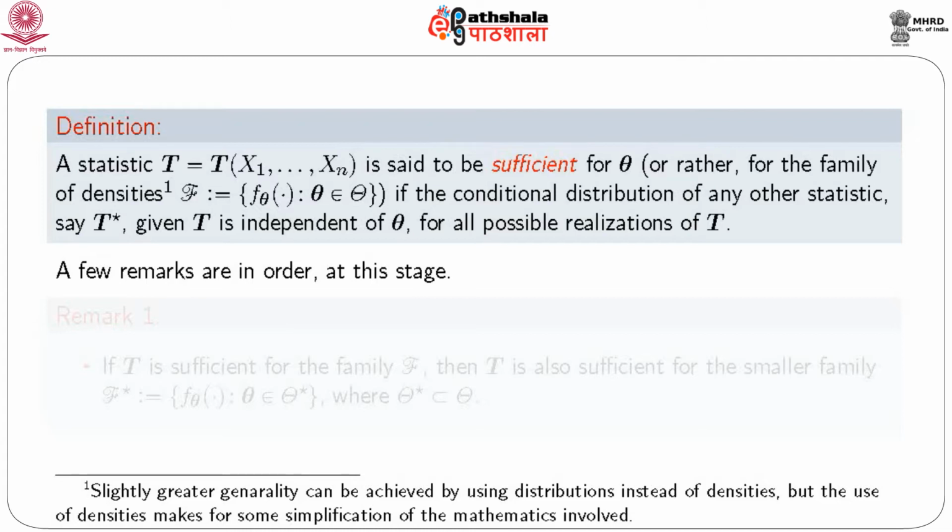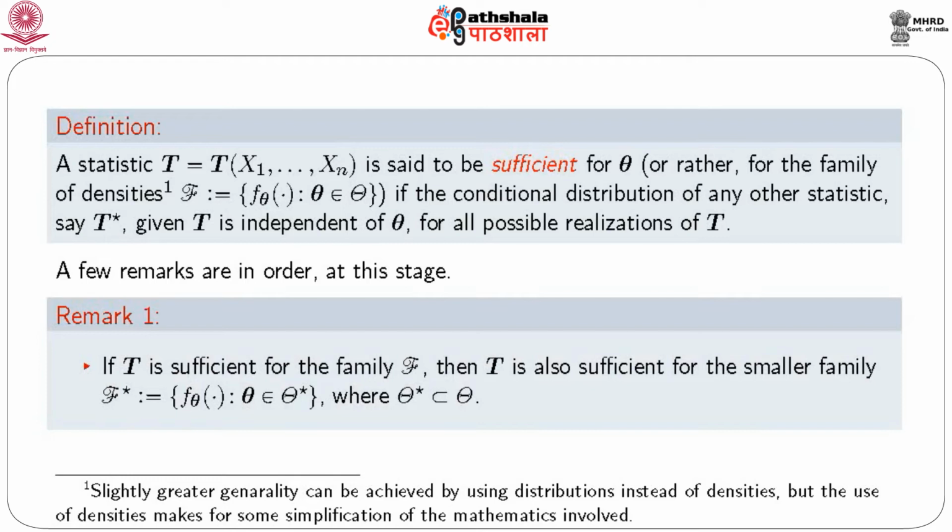Now we make some remarks. First, if capital T is sufficient for the family script F, then T is also sufficient for the smaller family script F star, which equals the set of all f_theta such that theta belongs to a parameter space script Theta star. Here script Theta star is a subset of script Theta.